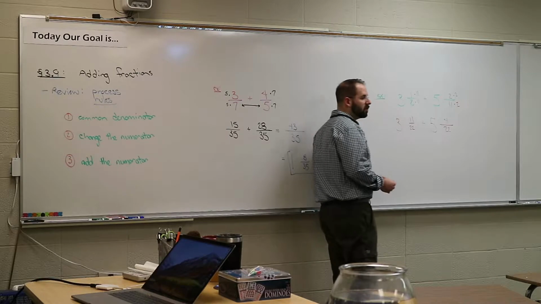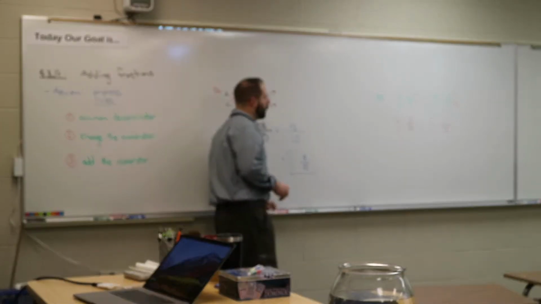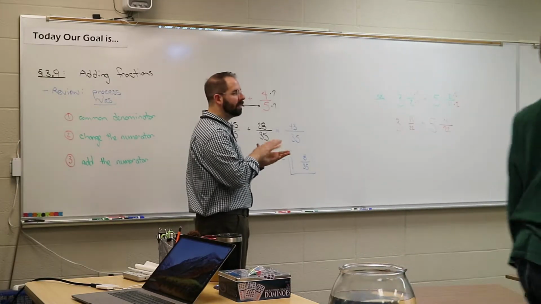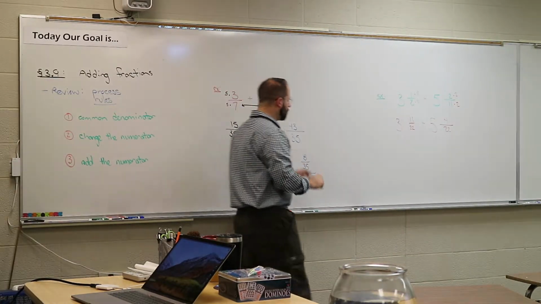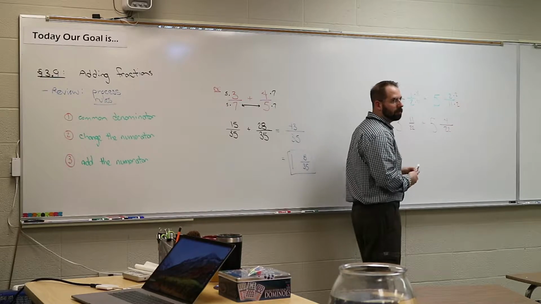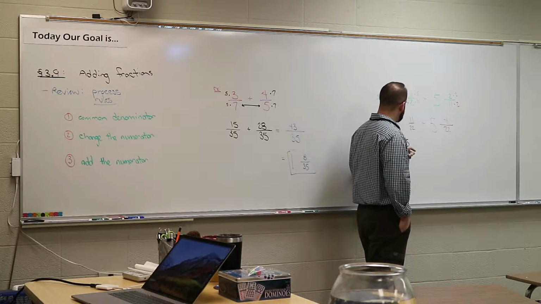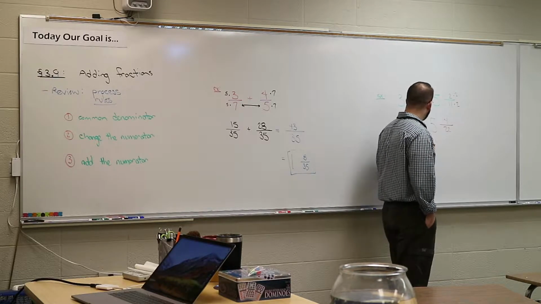And now, here's the shortcut. This is the part that I want you to know. When you add mixed numbers, you add the whole numbers and you add the fractions separately. So on this particular problem, we are going to add the 3 and the 5, the big numbers, and then off to the side, you're going to add the fractions together.